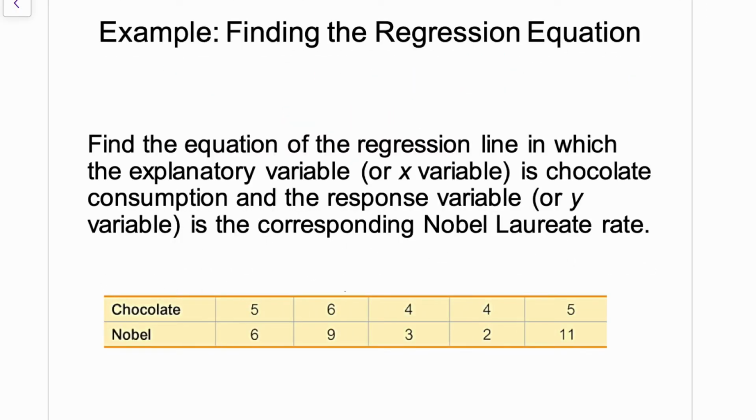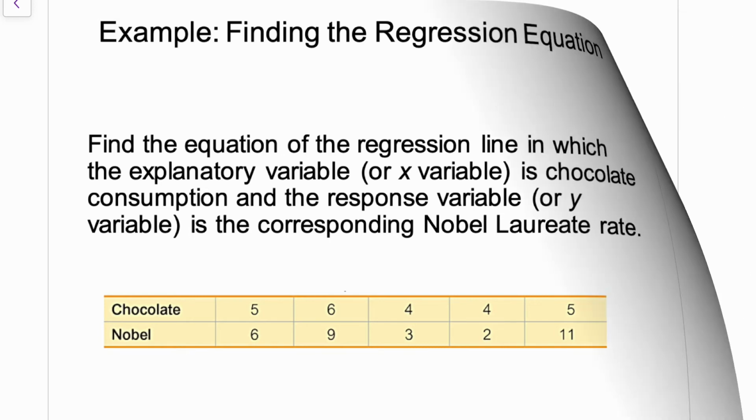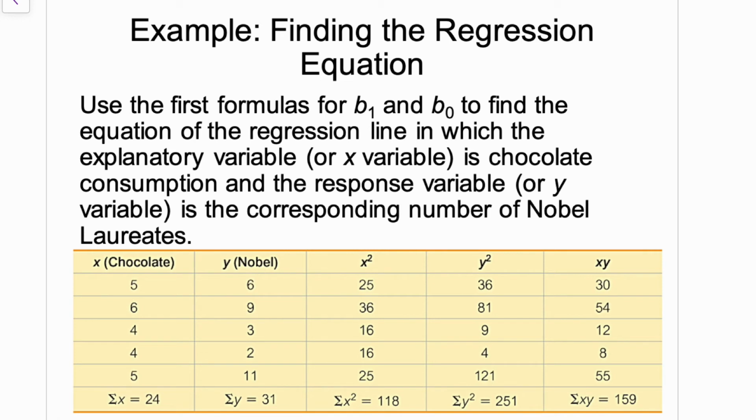Let's do an example. Here, we're going to find the equation of the regression line linking the chocolate consumption and Nobel laureate winners for certain countries. Again, we're going to use a table to help us find all of these values. For example, x squared, y squared, and x times y for every set of paired data. And again, the last row will stand in for the sum of each of these columns. Now we can look at the formulas and find what b sub 1 and b sub 0 are equal to.